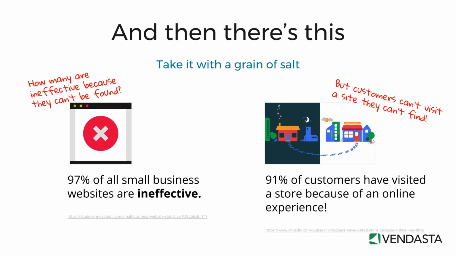Now, take this with a grain of salt, because again, these are very vague statements. But did you know that 97% of all small business websites are ineffective? Now, what the word ineffective means remains to be seen, but how many do you think are ineffective because they can't be found? And then 91% of customers have visited a store because of an online experience they had first. But how many customers can't even visit a site because they can't find it? They're likely not going to visit you in store. So just really easy, high-level intro sort of conversations or sentences you can talk about to your local clients.